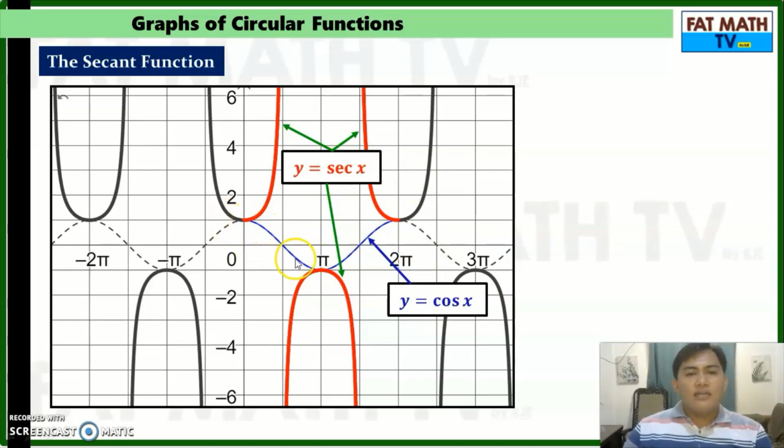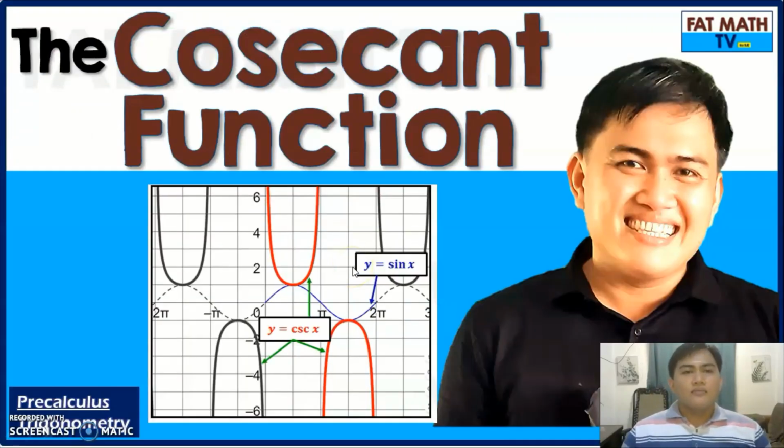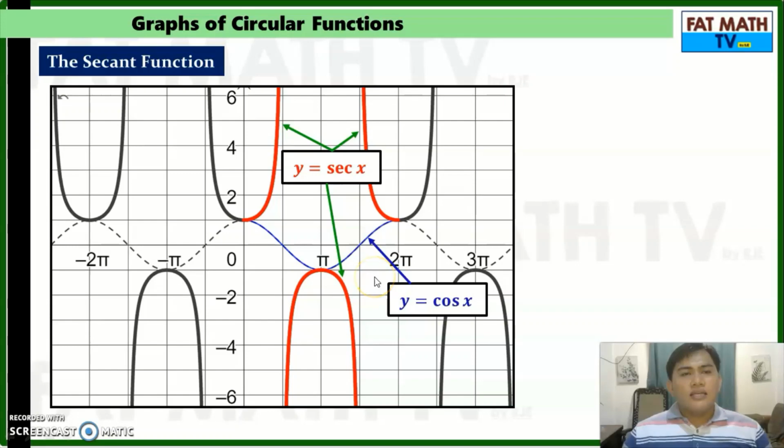So if you have the cosine function like this, they just meet here. The lowest point of the secant is the highest point of the cosine, and the lowest point of the cosine is the highest point of the secant function. So that's it for the secant function. That's how the graph looks.